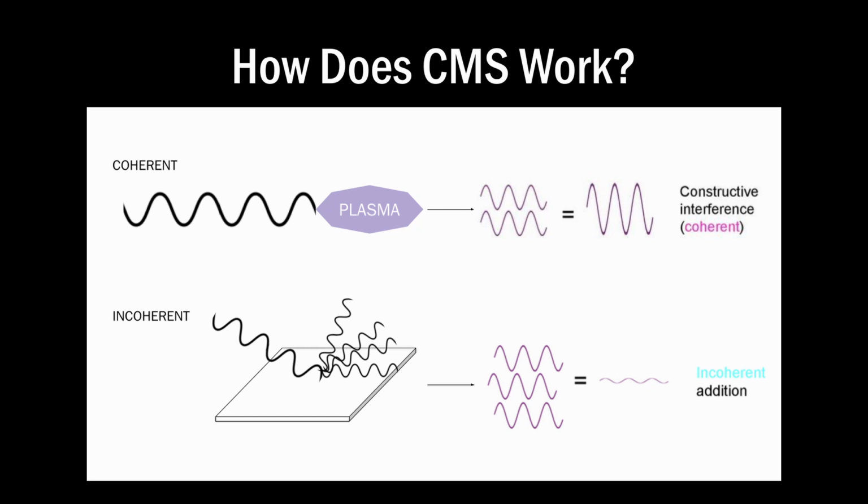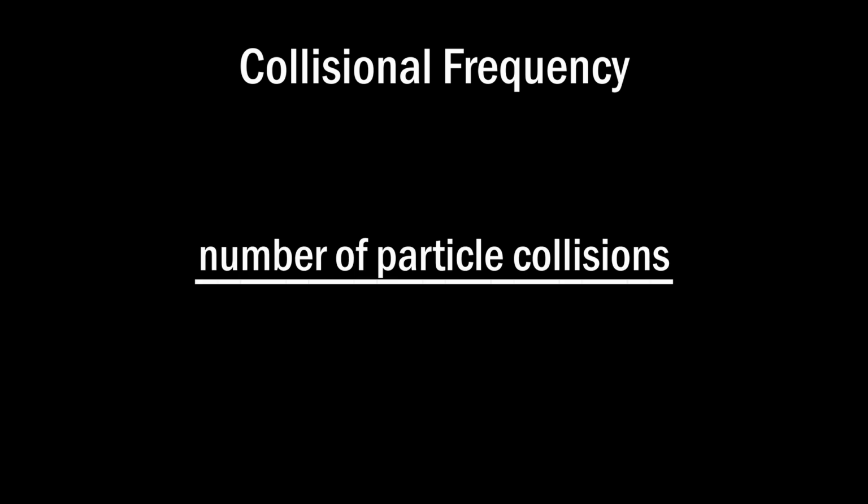The high end of electron densities that can be detected by CMS is only limited by the density at which the plasma becomes so dense that the microwaves cannot even penetrate into it. Another plasma parameter that is important for predicting how a plasma will behave is the collisional frequency, or how many times a specific type of particle will collide with the other particles in the plasma each second.